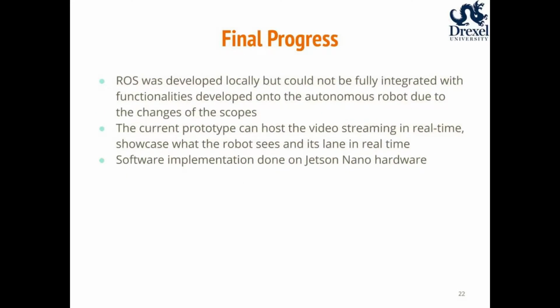We have set up the ROS workspace and laid the groundwork to build a functional framework. Initial implementation was started, however, due to the COVID-19 pandemic, the ROS could only be developed locally and not fully integrated with all functionalities. The current prototype can host the video in real time, showcasing what the robot sees and its lane and object detection in real time. Multiple clients can access the live footage as long as they are on the same network.